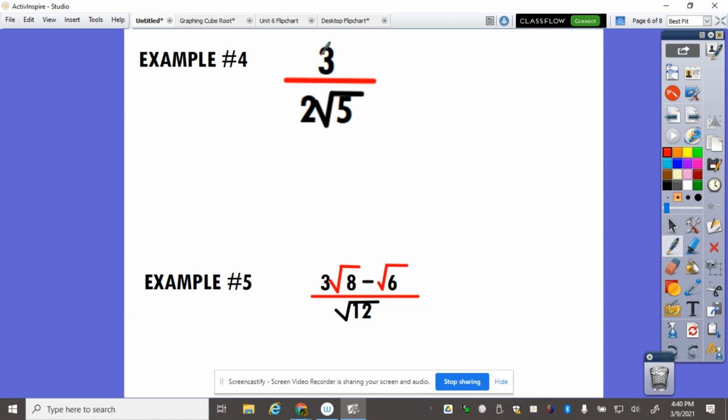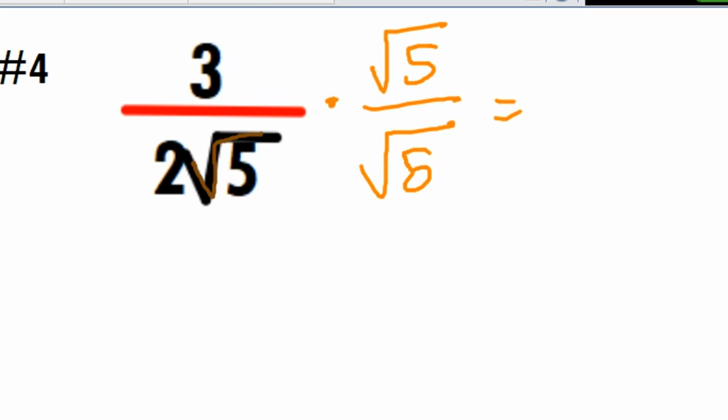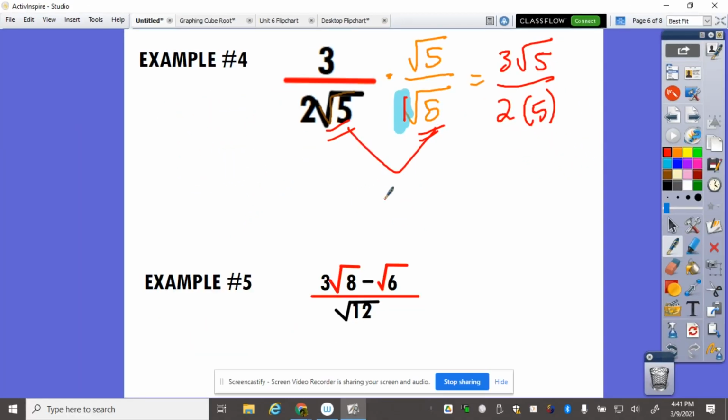Example number 4. We have a monomial denominator here, and it's a square root of 5. So what do I need to do here? I need to multiply the numerator by square root of 5, and the denominator by square root of 5. And this will give me 3 square root of 5. Now remember, guys, the invisible number here is 1. 1 times 2 is going to be 2. Square root of 5 times square root of 5 is just going to be 5. Why is it 5? Because square root of 5 times square root of 5 is square root of 25, and that will give us a 5.